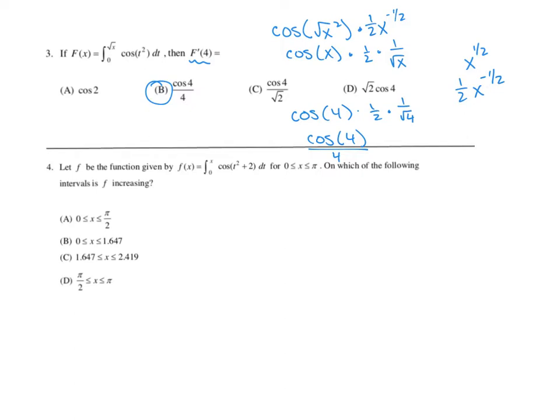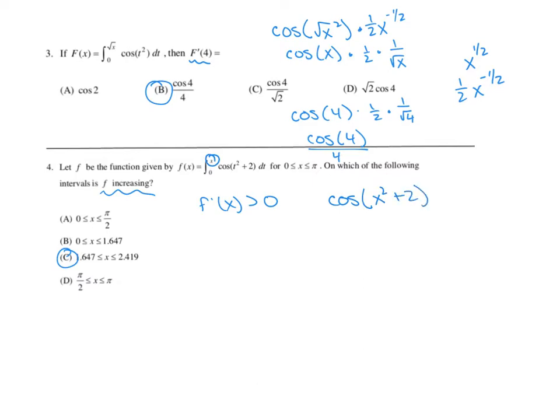On number 4, the answer is going to be C. And this one's going to be a little different. So we want to know where f is increasing. And we know that f is increasing wherever its derivative is greater than 0. So first we need to find the derivative. On this, the function up top is just x. So that means I get to just plug in x for t.